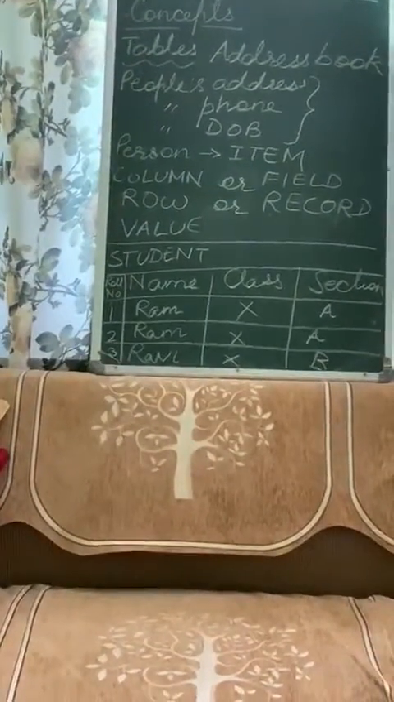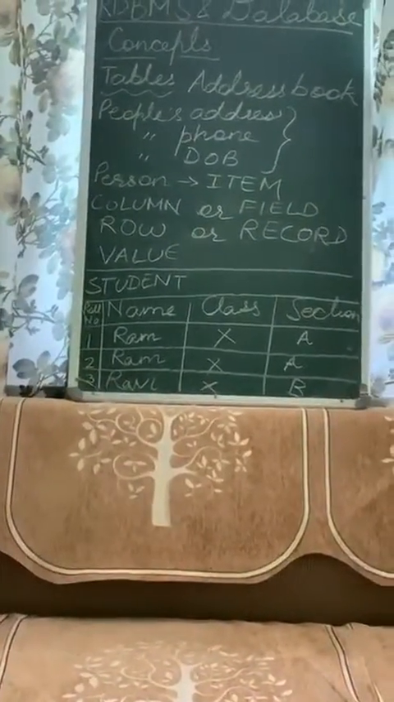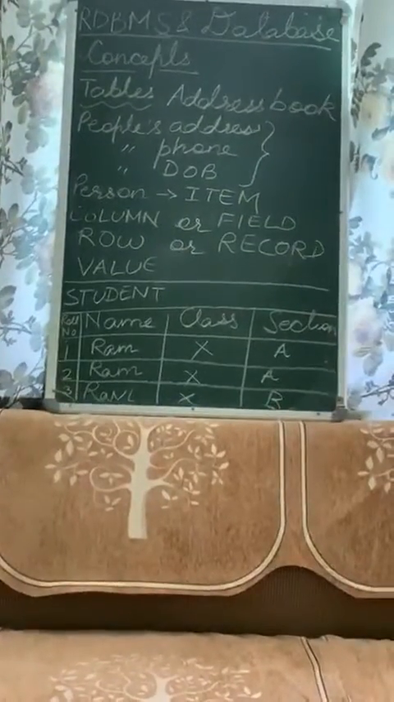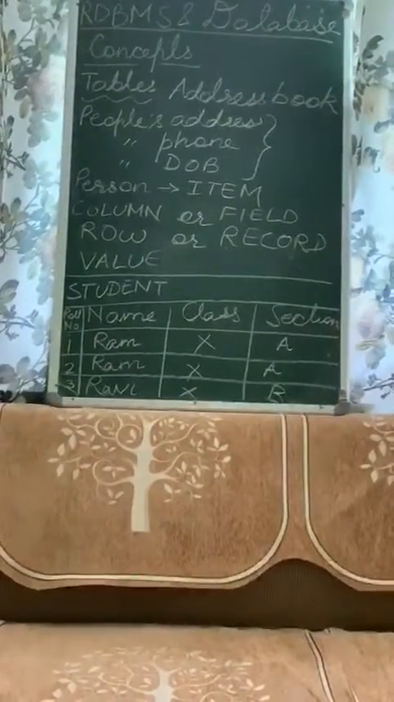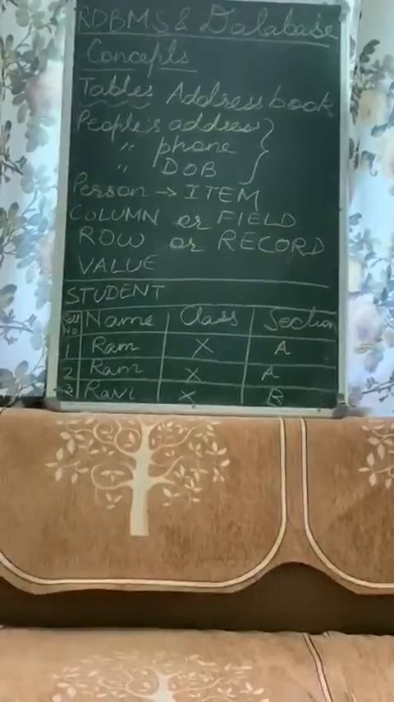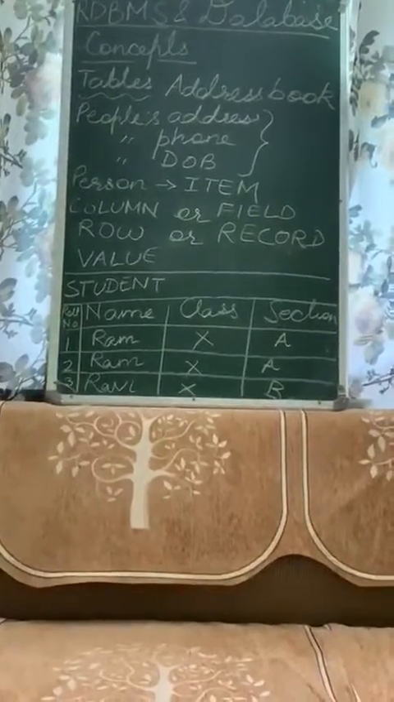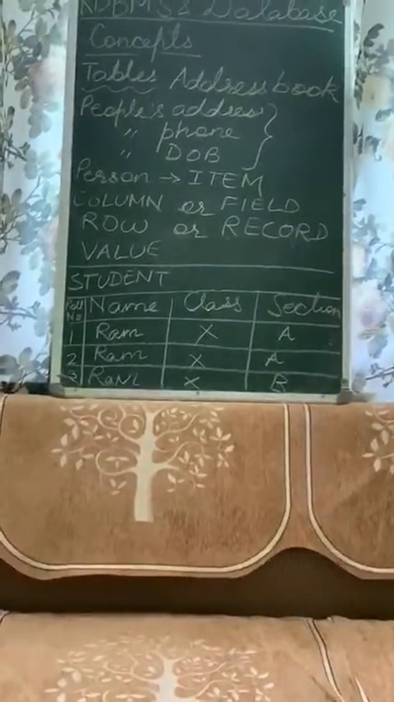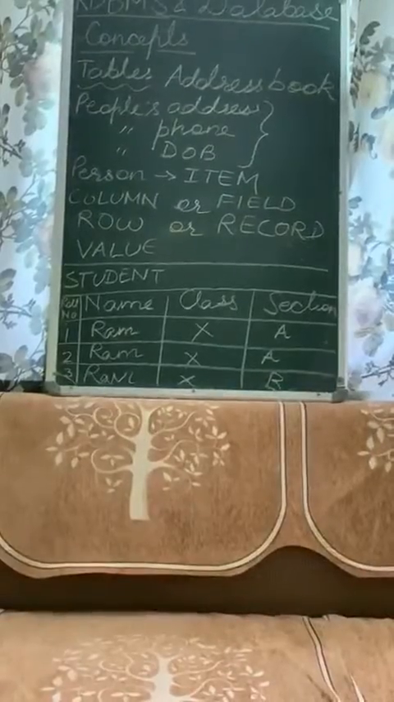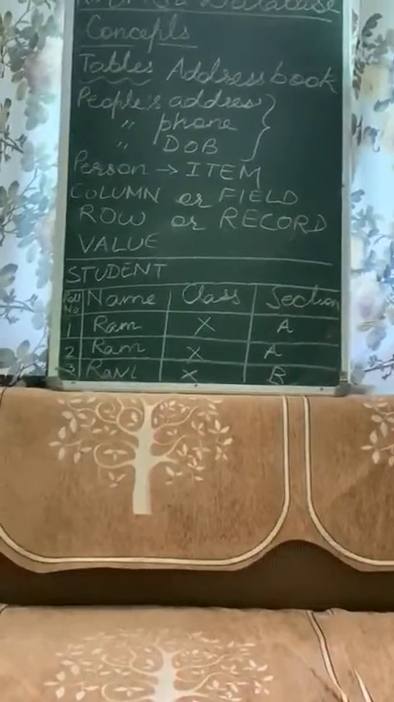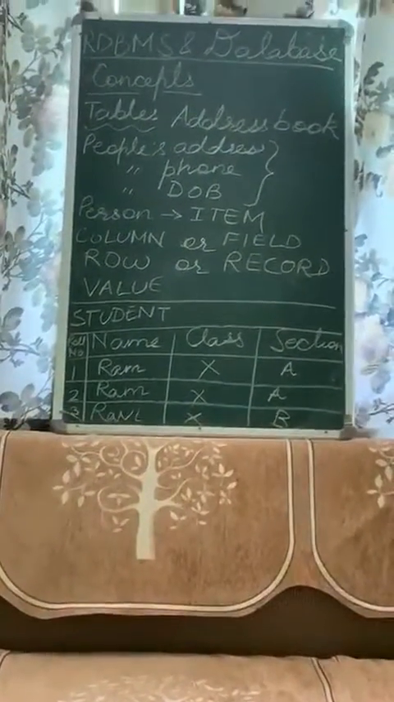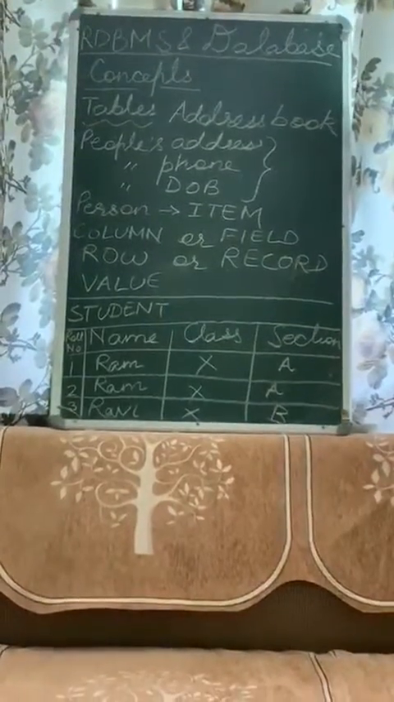So here roll number will be acting as a primary key. 1, 2, 3: both Ram, the students, they have the same name but their roll numbers are different, which will help us identify these students. So an additional field, roll number, has been introduced that is responsible for record uniqueness.